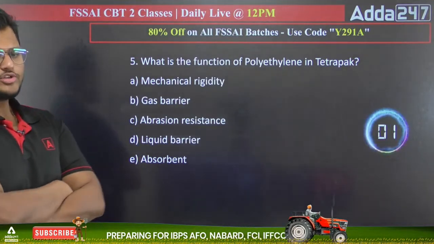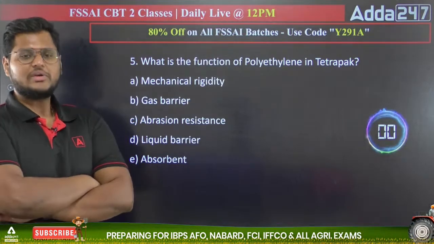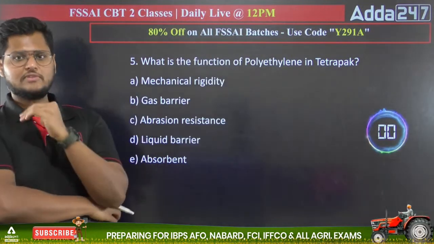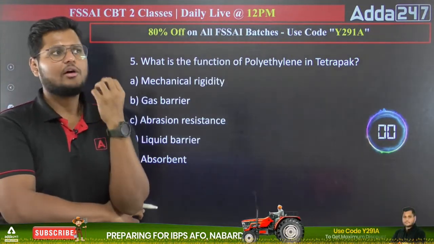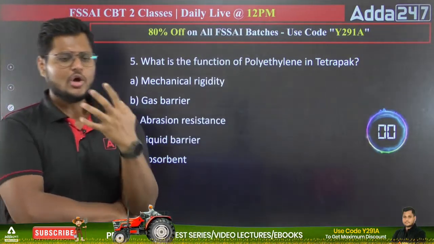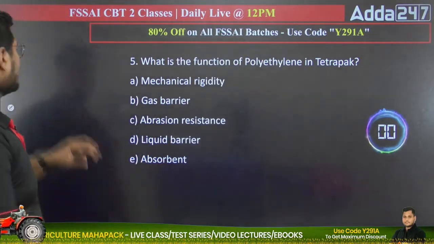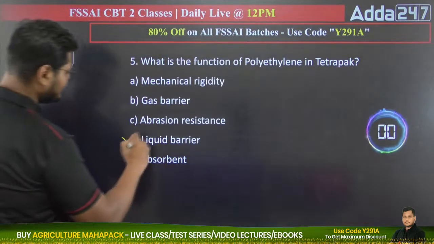Come on guys, what is the function of polyethylene in Tetra Pak? As we saw, there are 6 layers of the Tetra Pak, and in that we have almost 4 layers of polyethylene. So what is the function of that? The right answer here is D, that is liquid barrier.